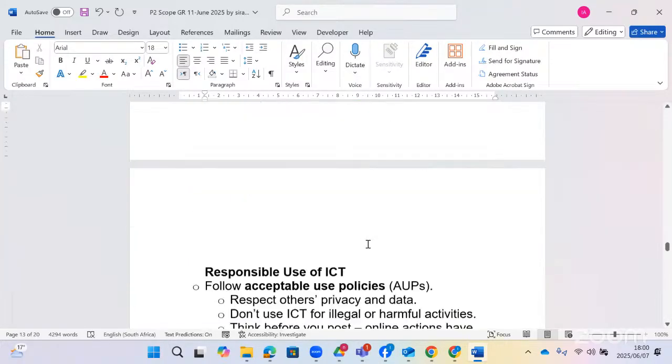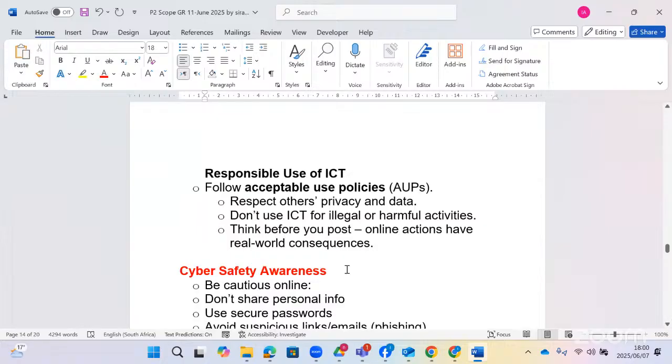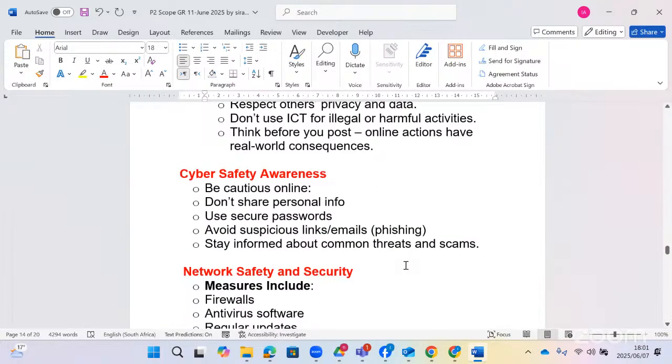You must know this. Then the responsible use of ICT, that is AUP, acceptable use policy: respecting other people's privacy and data. Don't use ICT for illegal or harmful activities. Think before you post online. Online actions have real world consequences. Now you can see these days, even most companies check your digital footprint before they give you a particular job. So you must take note of that.